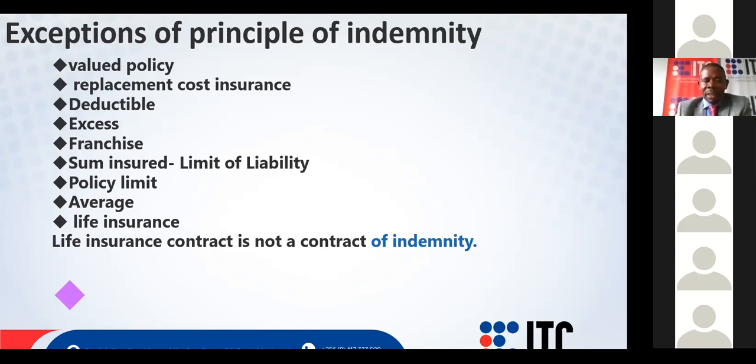Then in life insurance, I am always free to insure my life for any amount. So that one is not largely affected by the issue of the limit, but you can impose one, and it doesn't go with the principle of indemnity.